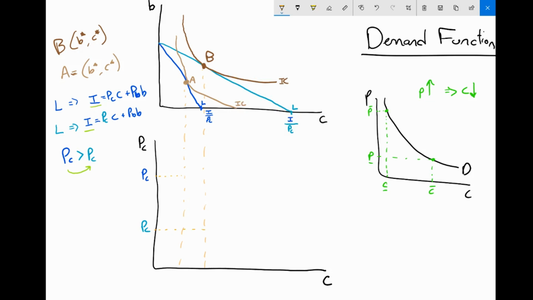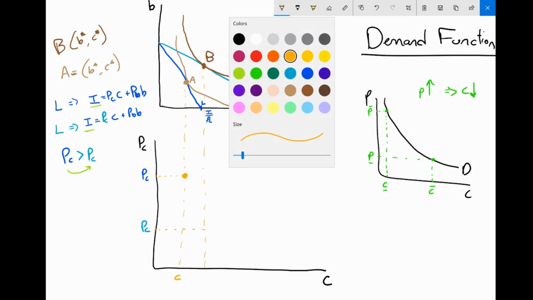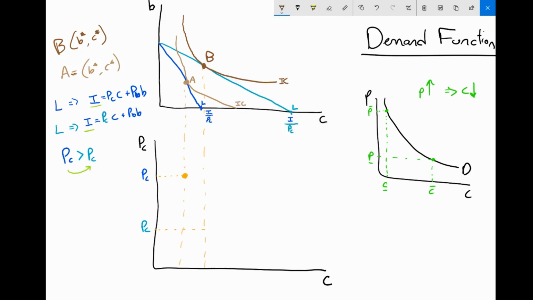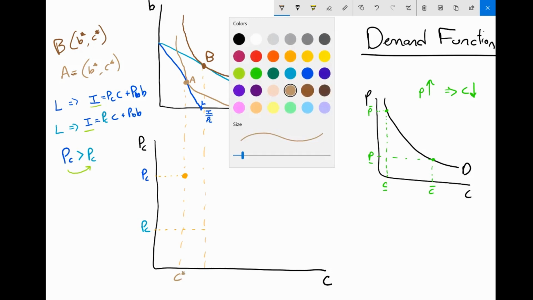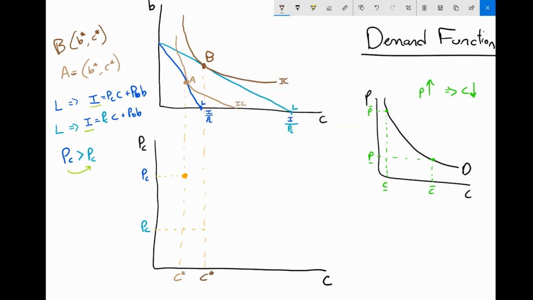And the quantity of C consumed is lower, C star. So what we have is that when the price is higher at this dark blue PC, the quantity of coffee consumed is lower, so it's here. But as the price goes down, the quantity goes up. And so what we see here is a downward sloping trend in the demand.